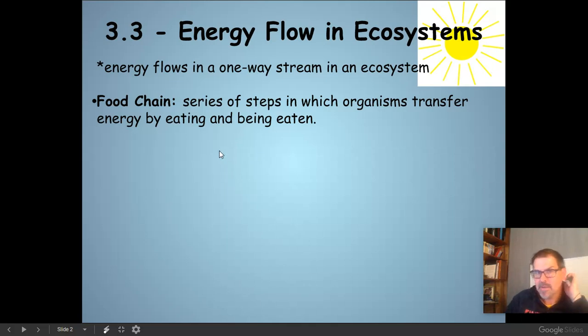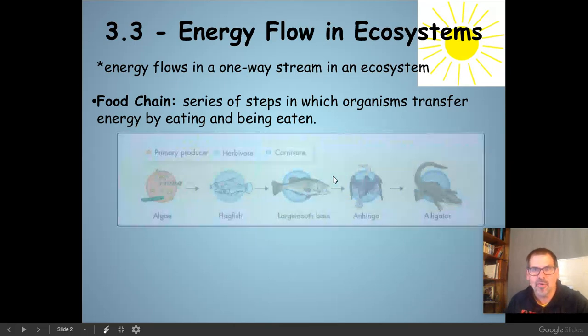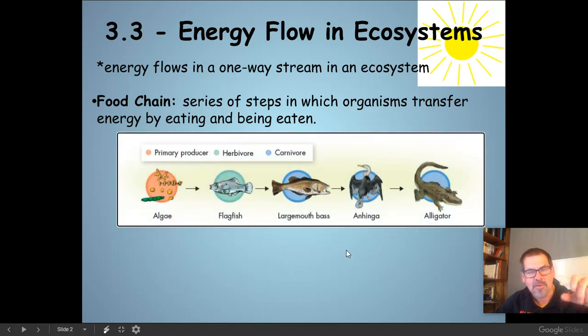A food chain is a series of steps in which organisms transfer energy by eating and being eaten. Now, you've known about food chains since like third grade. The concept of a food chain is not new. However, we're not going to think about it in terms of what creature eats what creature. We're really going to think about it in terms of energy flow. What organism is being consumed and which organism is doing the consuming is really immaterial. That's secondary to the idea that ultimately it's about the flow of energy, the movement of energy from one living thing to the next.